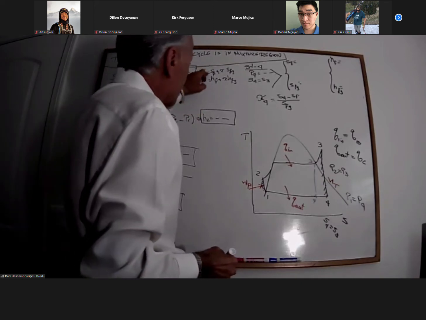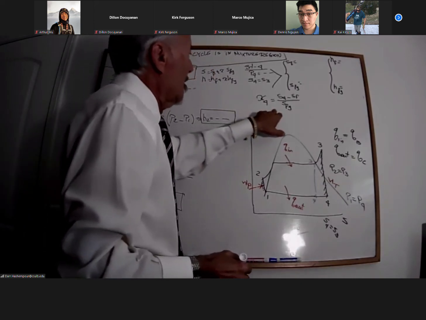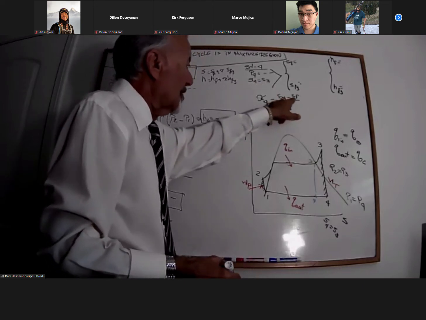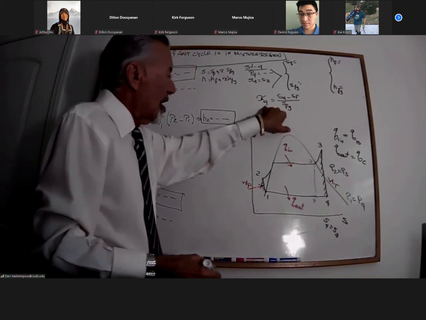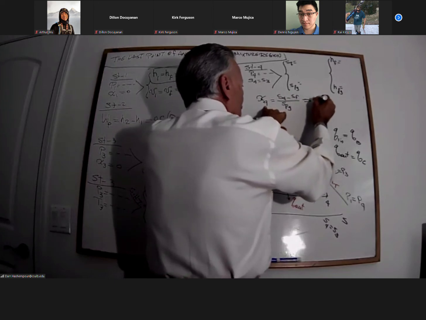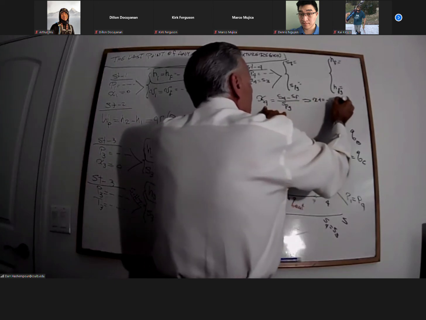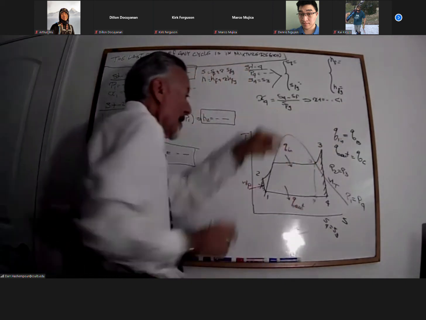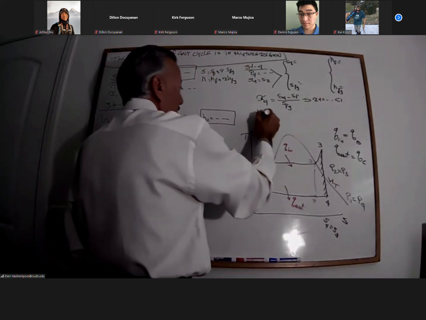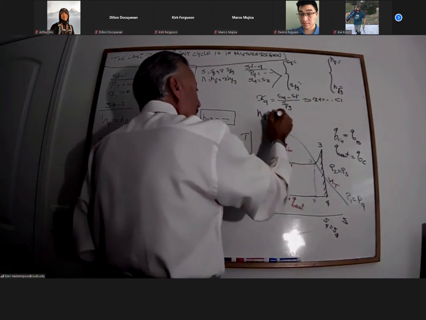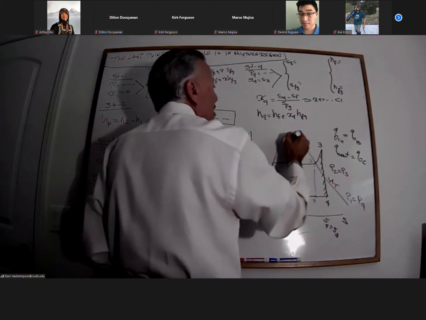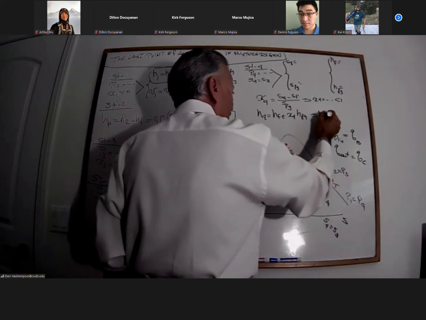I rearranged that equation. So now I look at it, I have S4, which is the same as S3. I have S of F, I have S of F of G. So I'm looking for the X4 value. That's where I find X4. Again, always less than 1. Now that I have the quality, I use this equation. I will write H4 is equal to H of F plus X4 times H of F of G. And that's how I find my final H4 value.